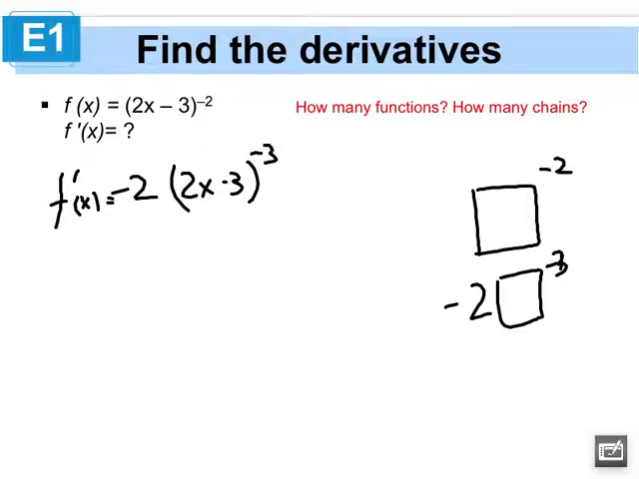Now we chain. And when we chain on, we take the derivative of that next layer of the onion. So the next layer of the onion would be the 2x minus 3. And the derivative of 2x minus 3 is 2. That's a multiplication symbol, by the way. And we're done. And that's where you stop. Two functions, one chain. Done.